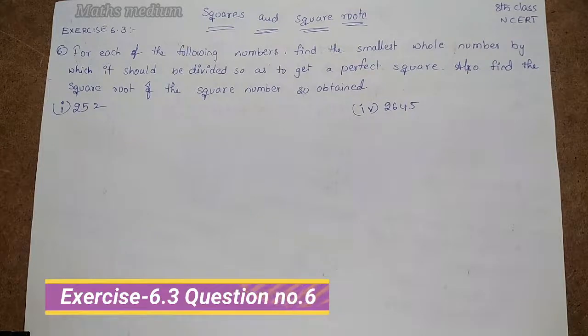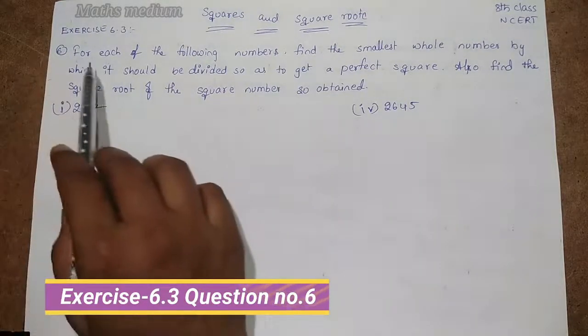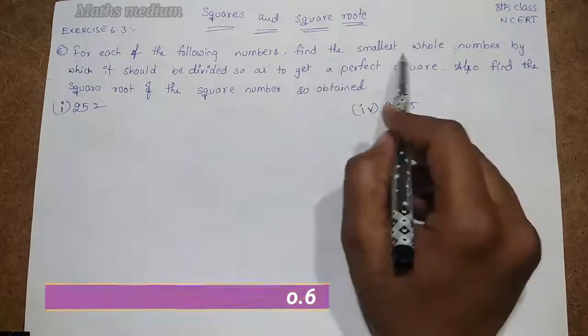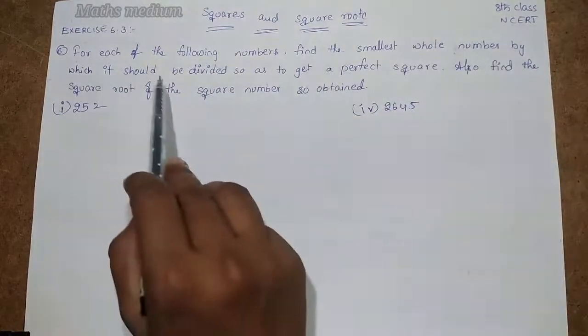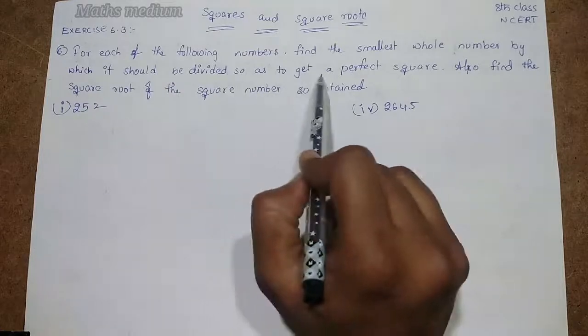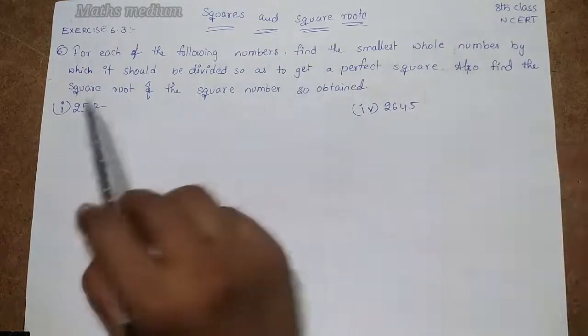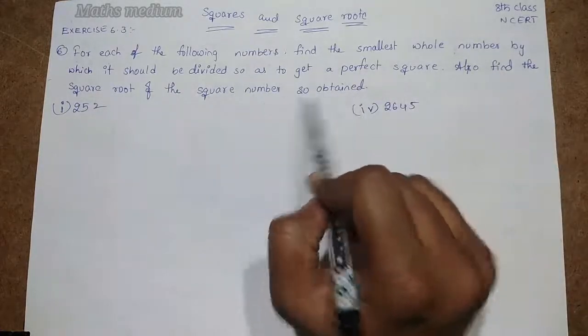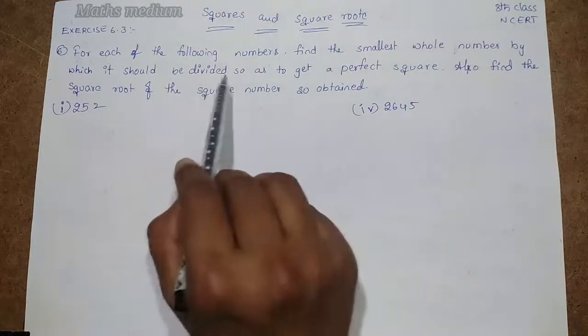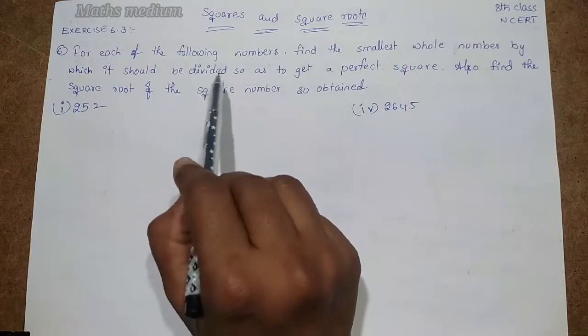Today I came with exercise 6.3 from Squares and Square Roots, 8th class NCERT. Question number 6. For each of the following numbers, find the smallest whole number by which it should be divided so as to get a perfect square. Also find the square root of the square number so obtained. In the earlier session we discussed the multiplied number, but here we have to divide.